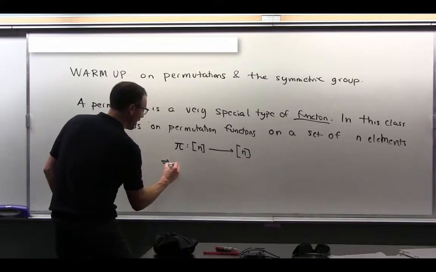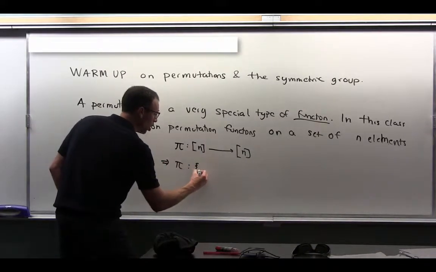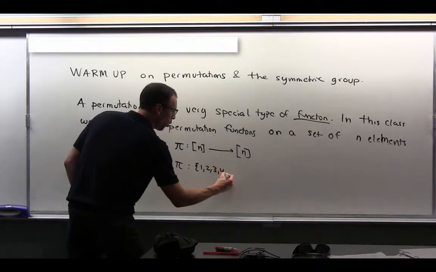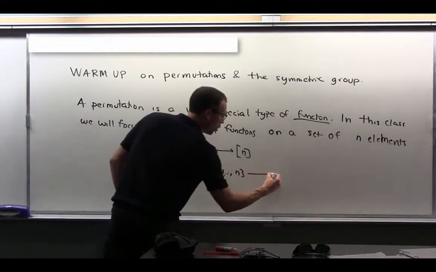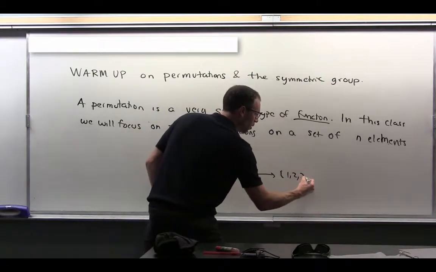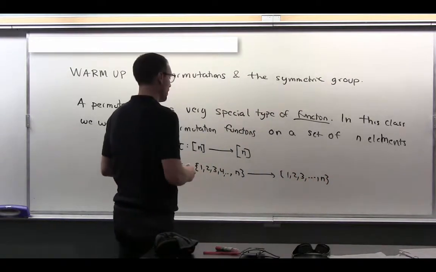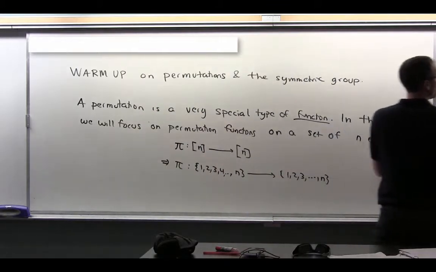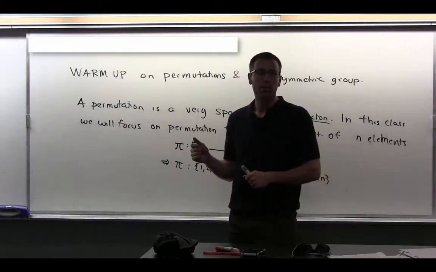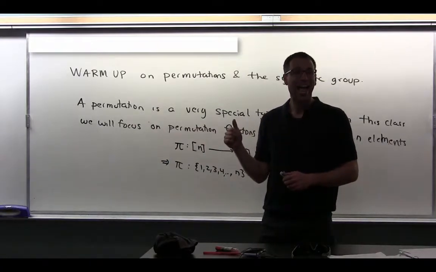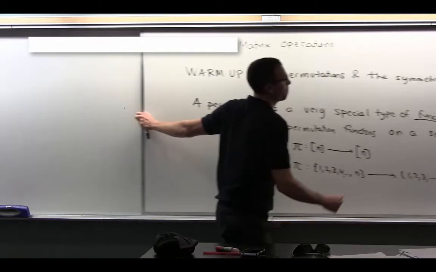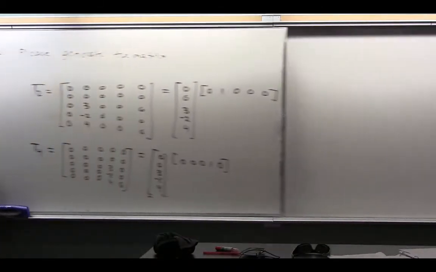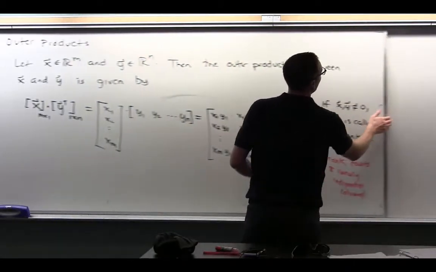Another way to write that is every permutation goes from the set 1, 2, 3, 4, all the way to n, and goes into the set what? All the way to n. What is a permutation? It's a set of n elements. Great. Say that again. What's a permutation? It's a function. Okay.